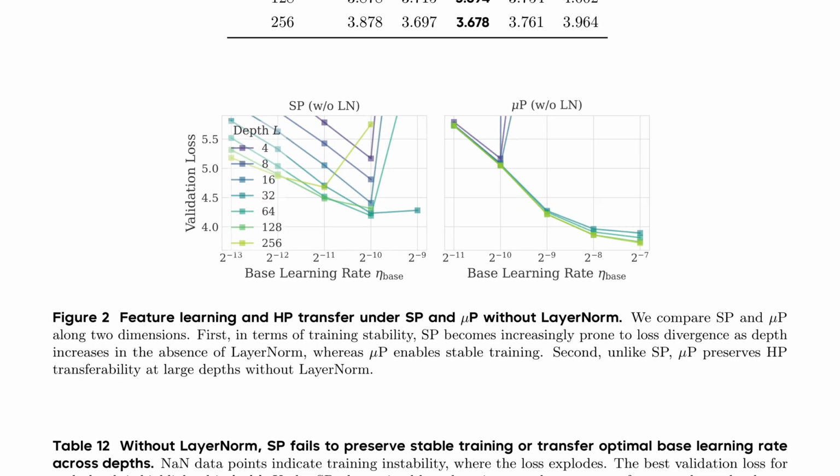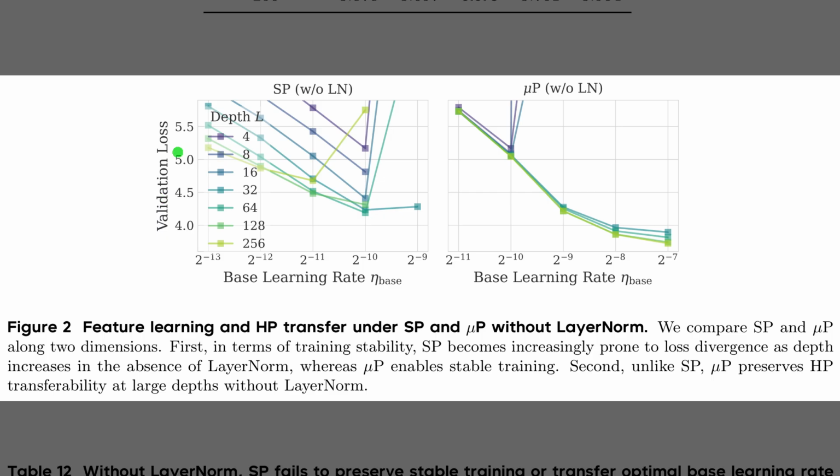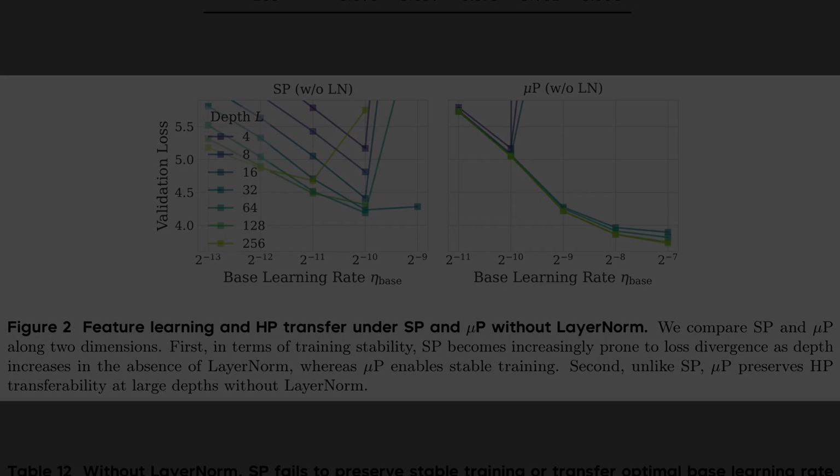Alright, while Table 5 outlined the recipe, Figure 2 puts it to the test in a challenging scenario, training without layer normalization. On the left, standard parameterization struggles significantly. As depth increases from 4 to 256, the loss curves scatter and often diverge, which indicates unstable training. In stark contrast, the right panel shows that the spectral μ-p method aligns these curves almost perfectly. This alignment confirms that the optimal learning rate stays consistent across depths, proving that the stability comes from the parameterization itself rather than being masked by normalization layers.